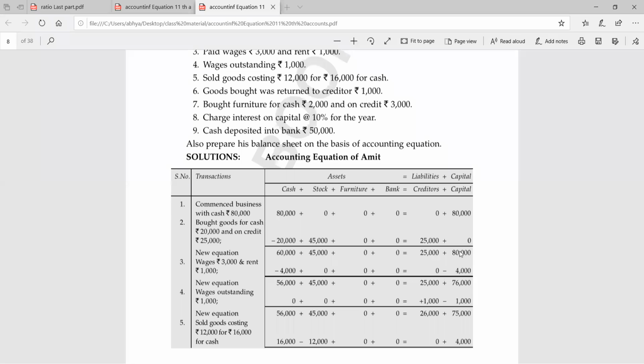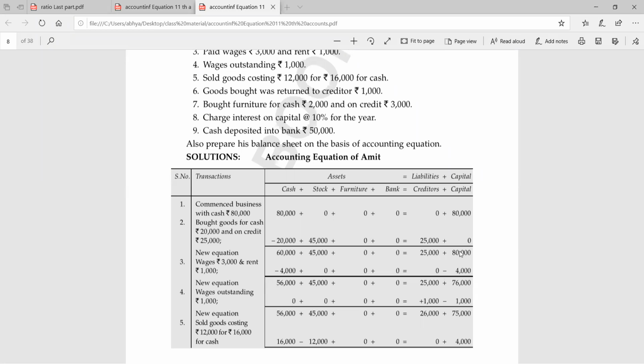Third transaction is paid wages 3,000 and rent 1,000. So how much of the total cash we are making payment? Tell me how much of the total cash we are making payment? Yes, 4,000. We have paid 4,000. So our cash is decreased by 4,000. And as these both are expenses, what rule I have told you about expenses? Decrease from cash and decrease from what? Capital. Yes, very good. So capital will be also decreased by 4,000. Both will be decreased by 4,000.